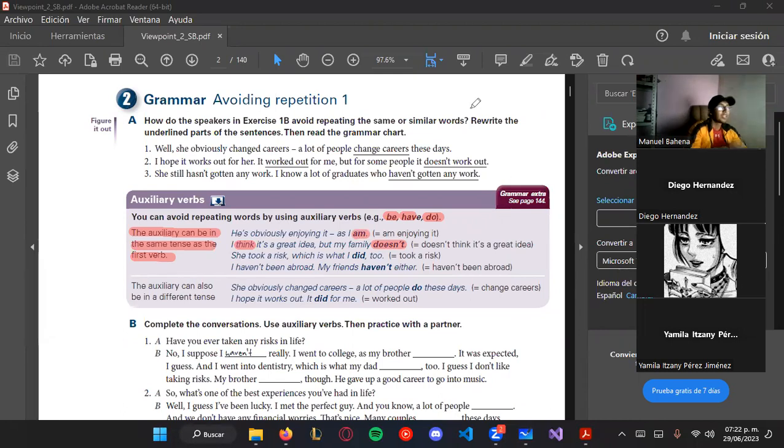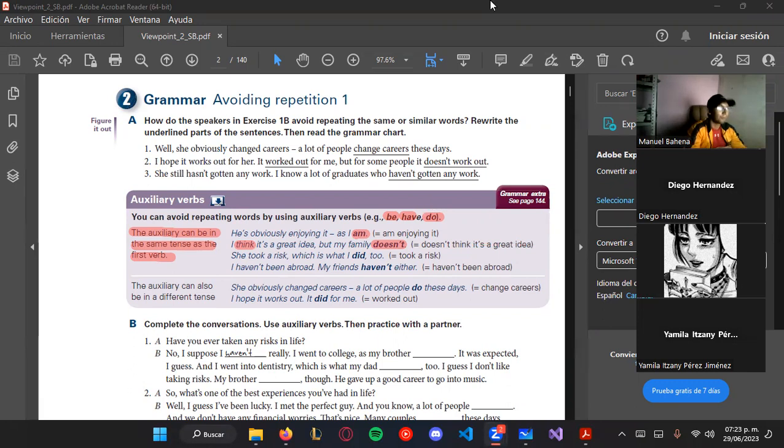Yes, perfect. So I'm saying here, I think it's a great idea. Yo pienso que es una gran idea, pero my family doesn't, pero mi familia no. ¿Y qué no piensa mi familia? El doesn't, pues sería doesn't think it's a great idea. No piensan que sea una gran idea, pero ya no tengo que decir todo eso, ya simplemente lo dejo hasta el doesn't, but my family doesn't, pero mi familia no. Pero ya queda entendido lo que la familia piensa. Yes? Are you guys understanding so far? All good?